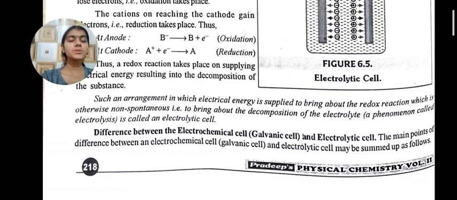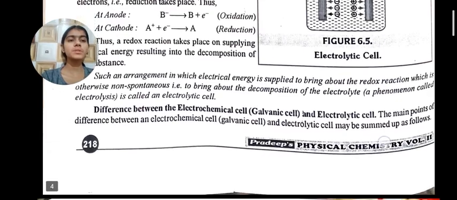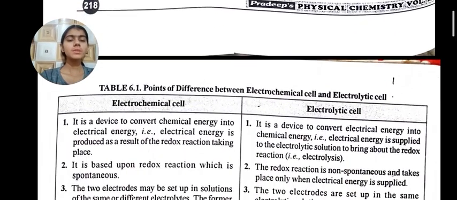Difference between the electrochemical cell, that is the galvanic cell, and electrolytic cell. The main points of difference between an electrochemical cell and electrolytic cell may be summed up as follows. Electrochemical cell: it is a device to convert chemical energy into electrical energy. That is, electrical energy is produced as a result of a redox reaction. Whereas an electrolytic cell is a device to convert electrical energy into chemical energy. That is, electrical energy is supplied to the electrolytic solution to bring about the redox reaction, that is electrolysis.